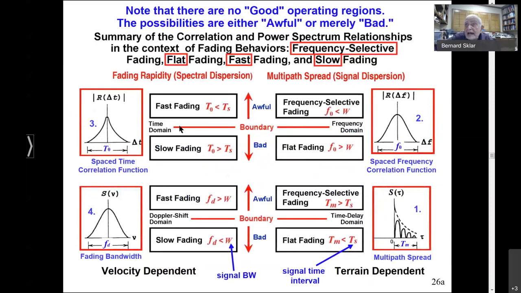And this is where we have, and remember the numbers 1, 2, 3, 4 are basically what we have given to you as the multipath spread, the space frequency correlation function, the space time correlation function, and the fading bandwidth that describes the way the channel has classically been described in terms of these fading profiles and velocity dependent aspects, fading rapidity. And notice that I have a boundary.